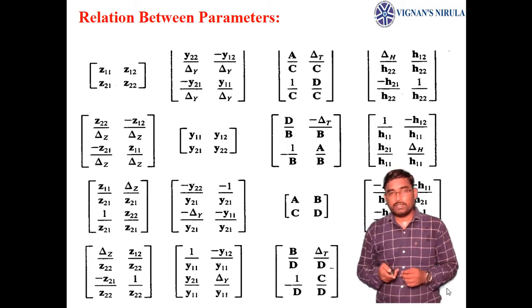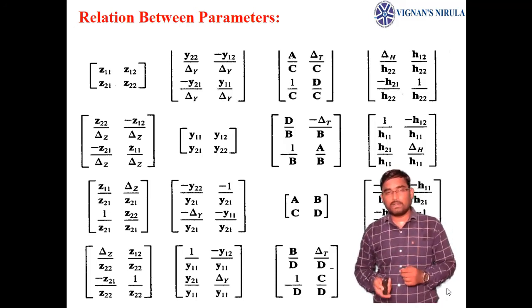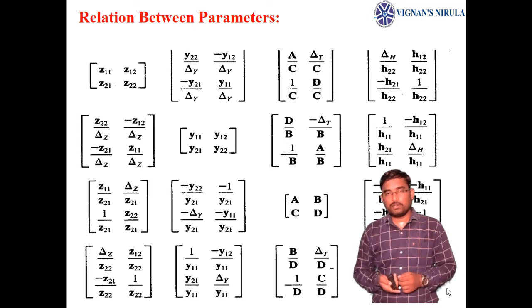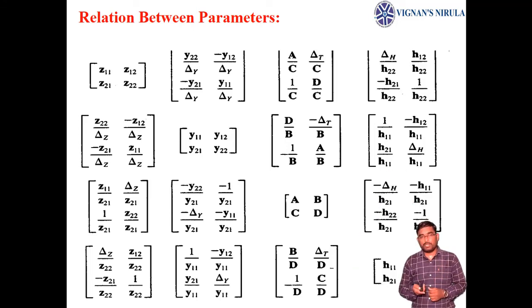Similarly, if you want to write the relation between ABCD parameters and the other three parameters, see the third row. The third row gives ABCD in terms of Z, ABCD in terms of Y, and ABCD in terms of H parameters. Similarly, for the relation between H parameters and the other three parameters, see the last row, where H parameters can be written in terms of Z parameters, Y parameters, and ABCD parameters. In this way, the relation between one parameter set and another of two-port networks can be derived.